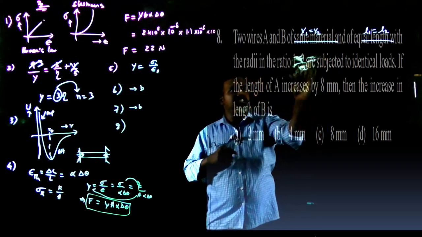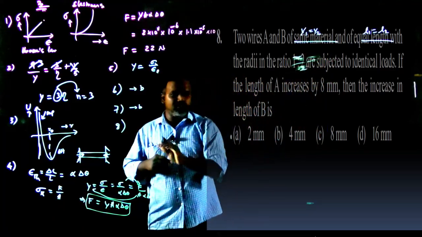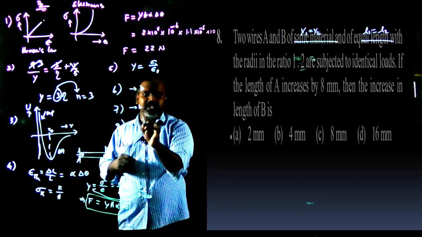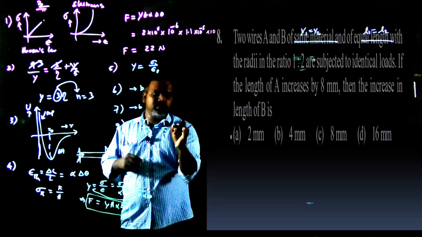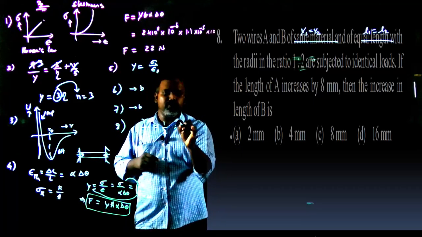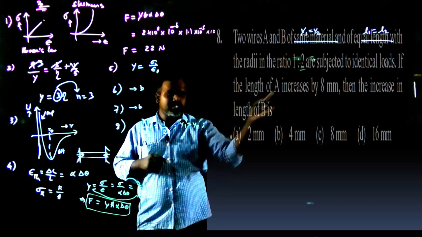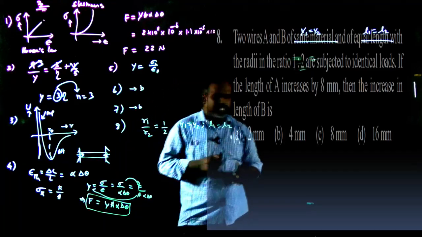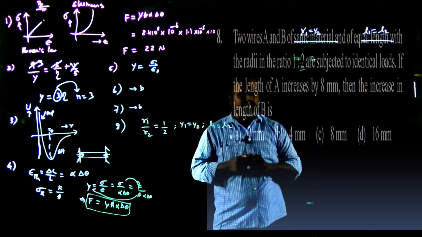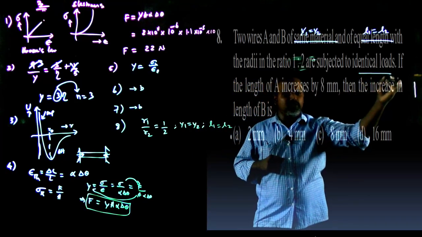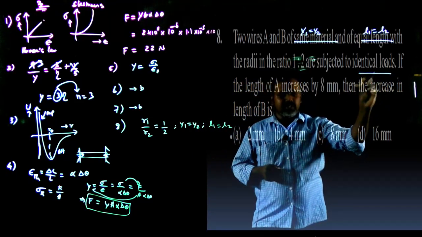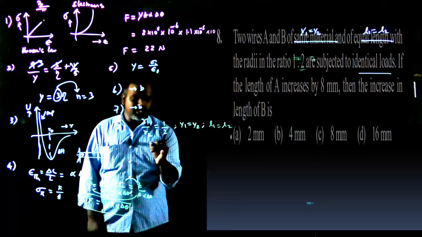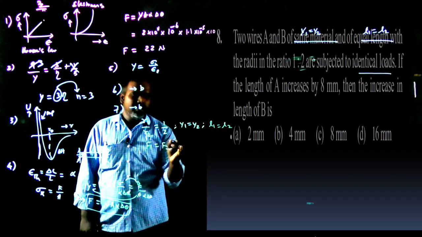1:2. So you just see that I can write here. So question number 8: R1 by R2 is 1 by 2, and since the materials are same, Y1 is equal to Y2. Since their lengths are also the same, L1 is equal to L2. Now you see that they are subjected to identical loads. Each word is very important to select the suitable formula to do the problem. Identical load means the force is also the same, so the force acting on them will be the same. Therefore F1 is equal to F2.